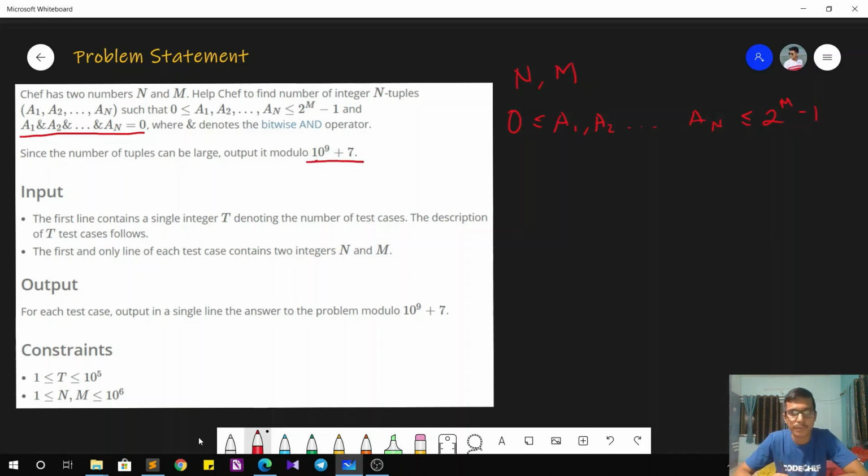So the question seems pretty simple, but note that the constraints are large, that is 10 to the power 5 test cases, and in each test case n and m can be at max 10 to the power 6. So before framing your solution, always keep the constraints in mind, and let's see how to write an efficient solution for this given problem.